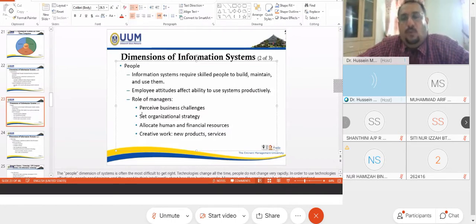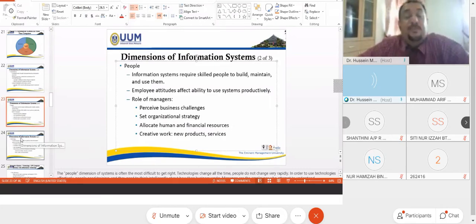What is the role of managers here? The role of managers here is to receive business challenges, set organization strategy, and allocate human and financial resources for every task. Creative work means you have a new service or new products. As people, you have to know that you are required to have skills to accomplish it.